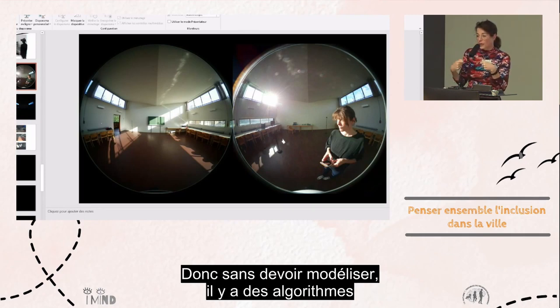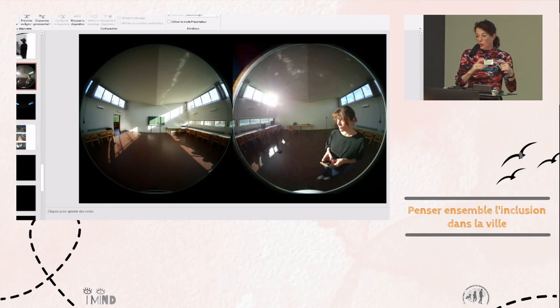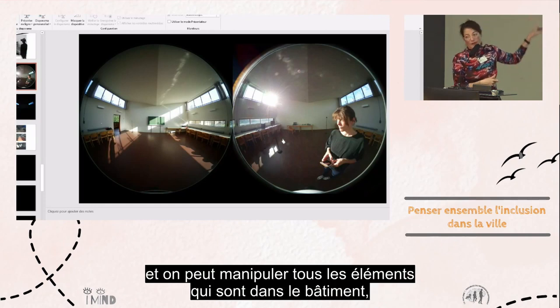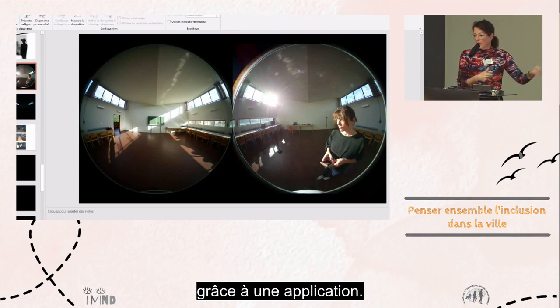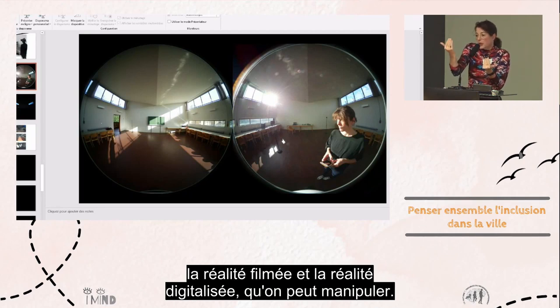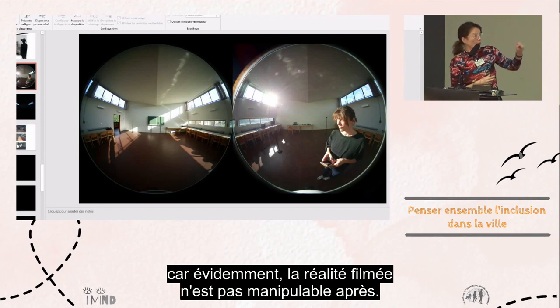Donc, sans devoir modéliser, il y a des algorithmes qui peuvent traduire ça dans une 3D et on peut manipuler tous les éléments qui sont dans le bâtiment. Il y a une petite application qui fait ça. Donc, c'est très facile d'avoir à côté l'un de l'autre la réalité filmée et puis la réalité digitalisée qu'on peut manipuler. Parce que, évidemment, le filmé n'est pas manipulable après.